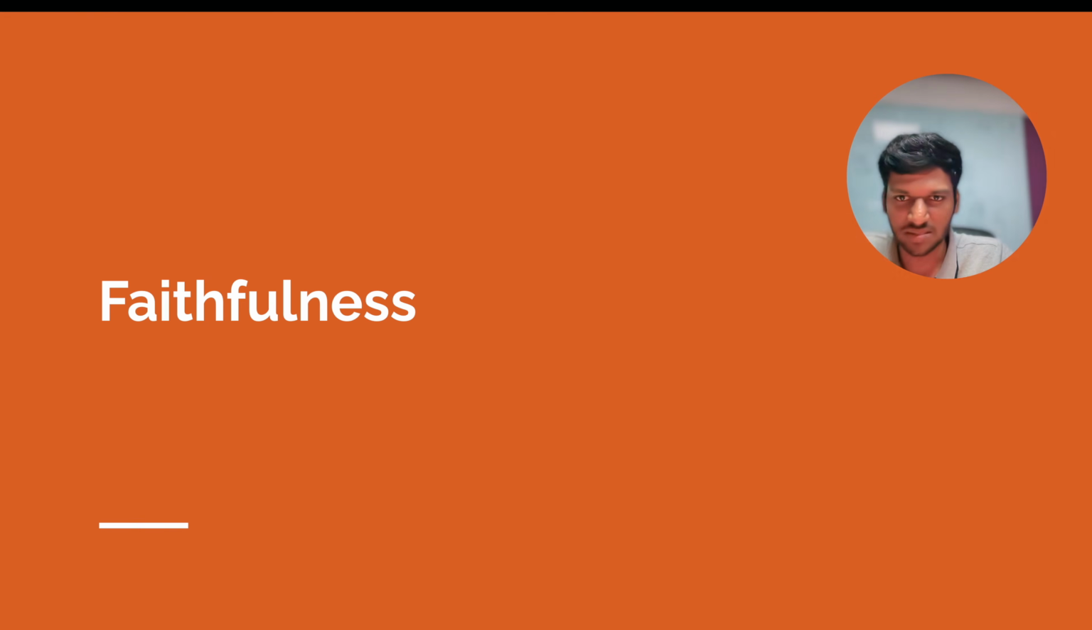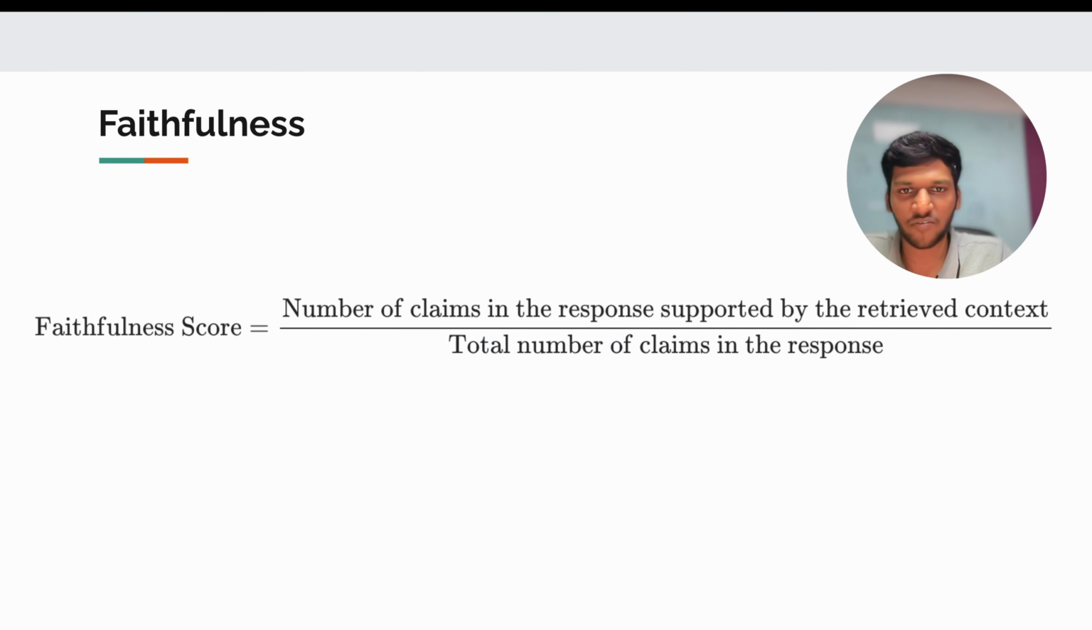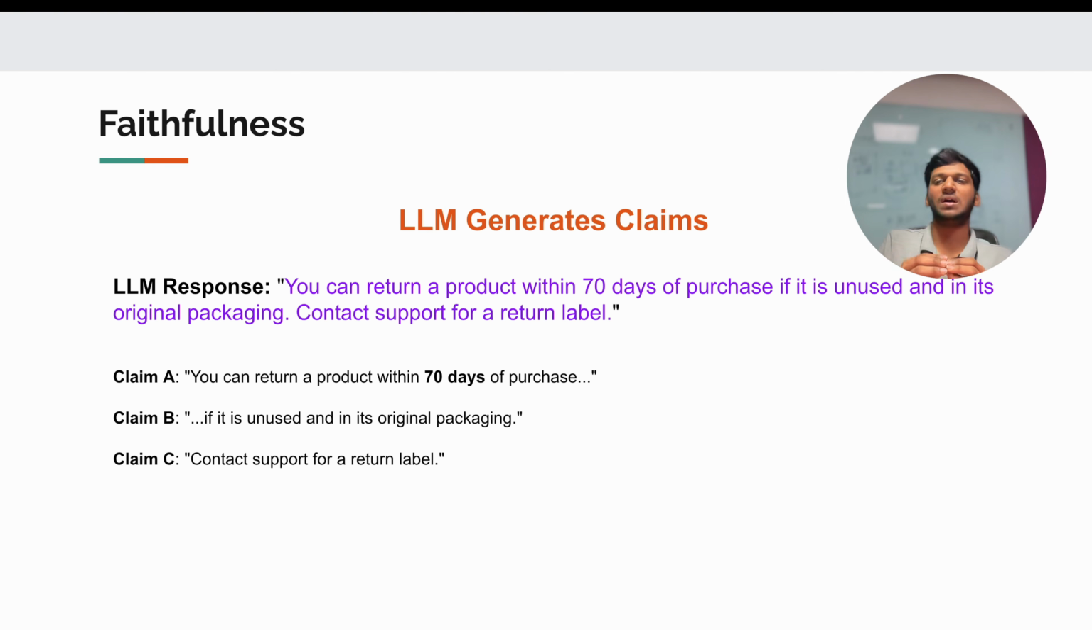What is faithfulness? Faithfulness score is the number of claims in the response supported by the retrieved content divided by the total number of claims in the response. So basically you have the LLM response. From the LLM response, how will it be generated? It is from the user question and the context which we have provided to the LLM. It will generate an LLM response. From that LLM response, we are trying to generate claims through an LLM.